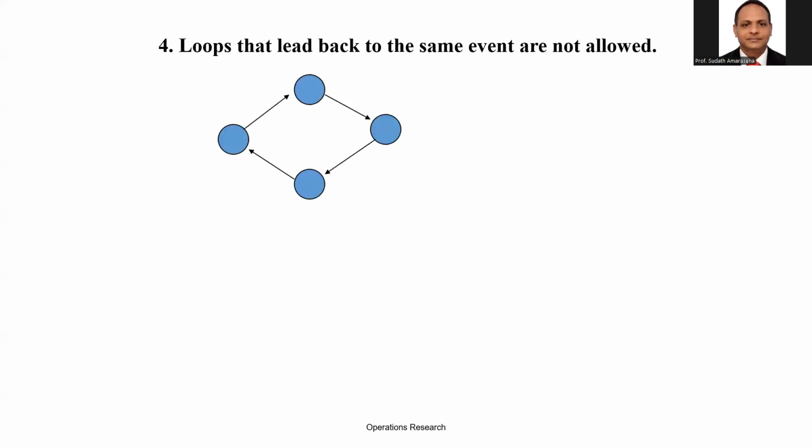Next one. Loops that lead back to the same event are not allowed. Now you can see that we start one activity from event number 1, just assume activity A, then we draw B, then after that you can see the backward arrows. That's not allowed. You can see 2 arrows backward. Loops that lead back to the same event are not allowed. That's wrong. Therefore, you should draw all arrows forward, not backward. Let's go to the fifth.